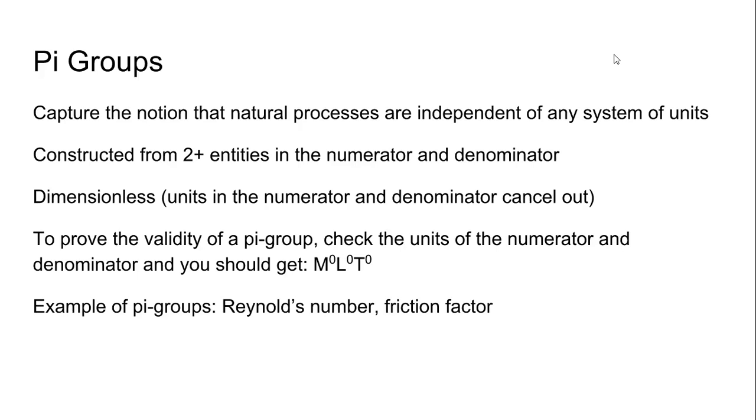So once you do all the math, you're going to see your dimensions of interest, right? So we see that M, L, and T here, representing mass, length, and time. And once you cancel the units out, you're going to get M to the 0, L to the 0, and T to the 0. Now, for those of you taking 3310 right now, you may be familiar with some of the pi groups that are pretty important in this class, such as Reynolds number and friction factor.